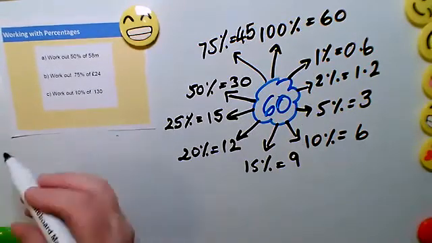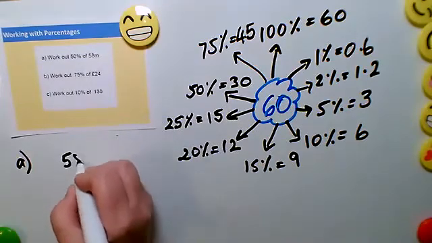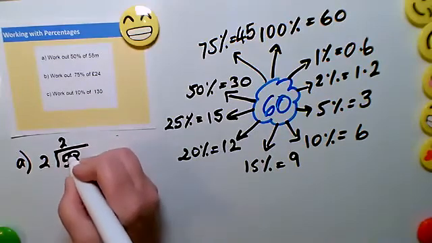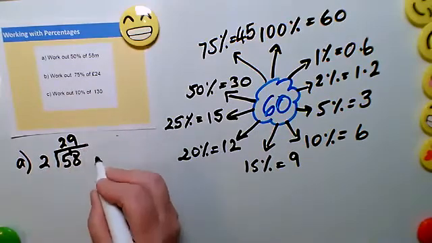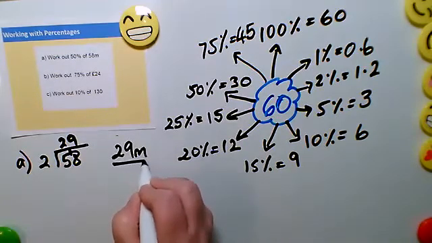So back to these questions. Question A, 50% of 58. So we would need to divide 58 by 2. 2's into 5 is 2. 2's into 18 is 9. So the answer for part A is 29 metres.